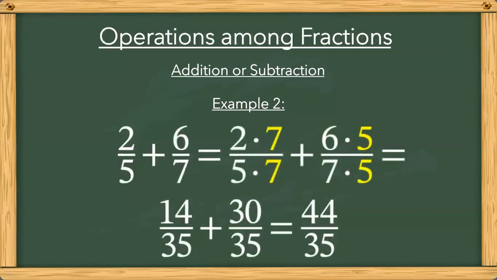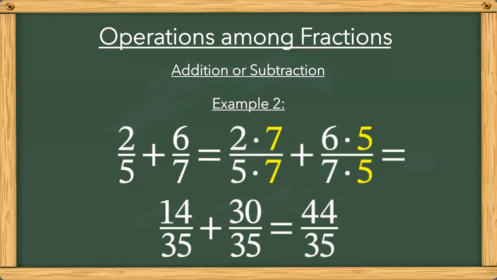Another example, we have 2 above 5 plus 6 above 7. Now here we have to check if the bigger one can be divided by the other one. So we check if 7 can be divided by 5. And we realize that we cannot have this division. So we duplicate 7, the bigger one.